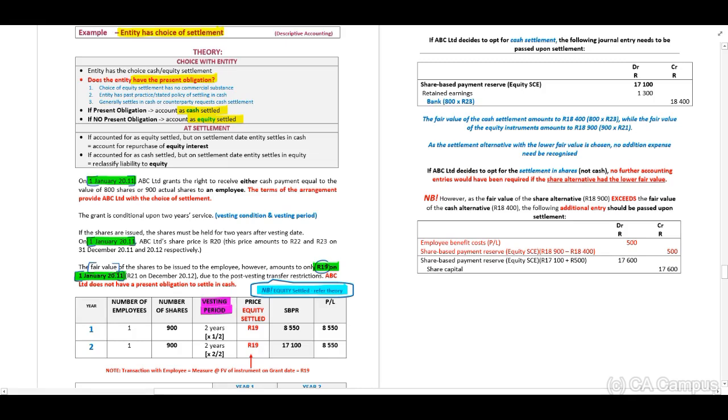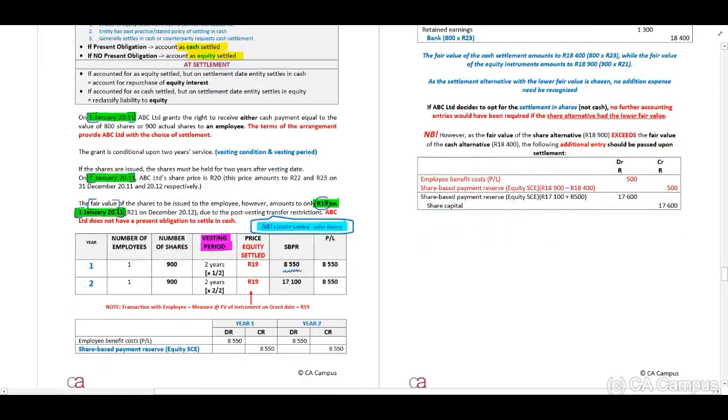Now, guys, very similar to our previous examples, you will have to calculate your share-based payment reserve for each year. At the end of year one, the amount will be 8550. Therefore, we will debit our employee costs and credit our reserve account with 8550. At the end of year two, the total share-based payment amount should be 17,100. Therefore, we need to recognize 8,550. We debit our employee cost and we credit our share-based payment reserve.